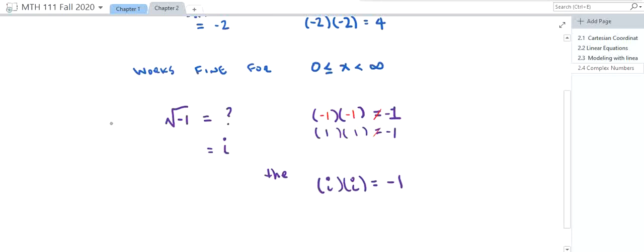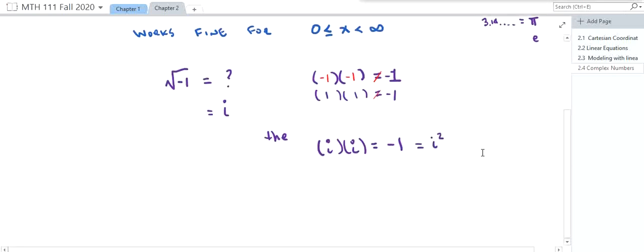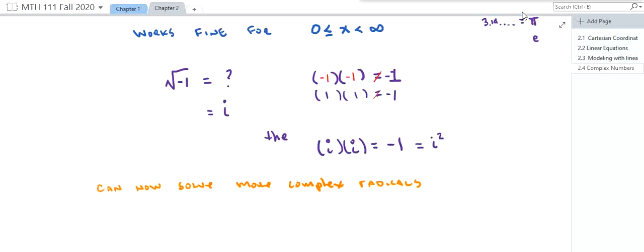Just like we had with our irrational numbers, where we had something we called the square root of 2 that we couldn't represent as a number, and we also had 3.14 equals pi, sometimes we represent that as a symbol. There are other numbers we represent as symbols, like the exponential. i is now a new number. So we might say this is i squared. This enables us to solve more complex radicals, like, for example, the square root of minus 36.